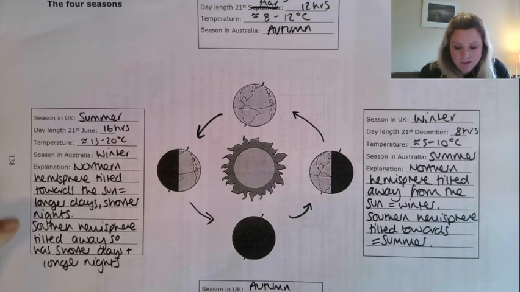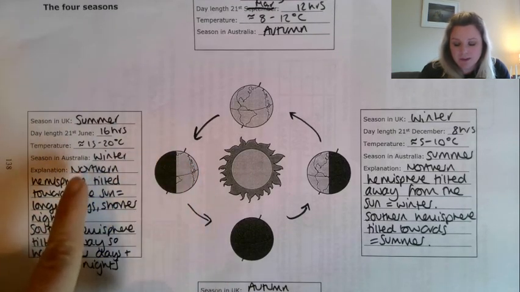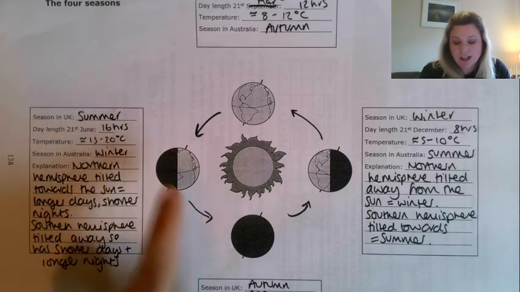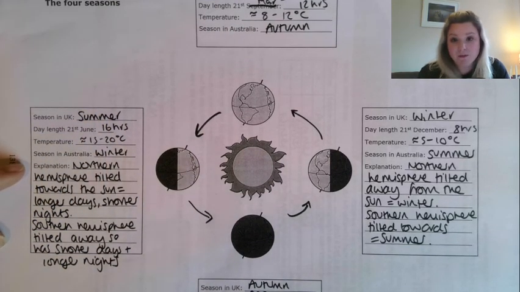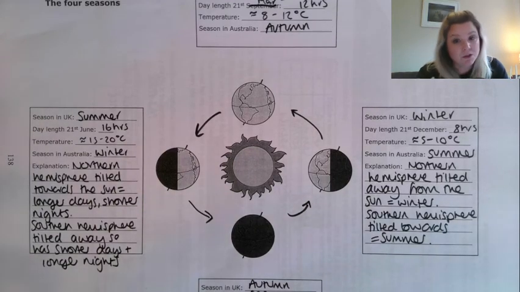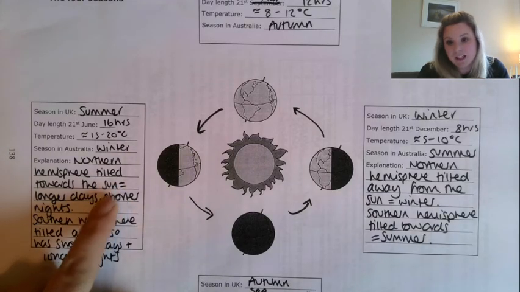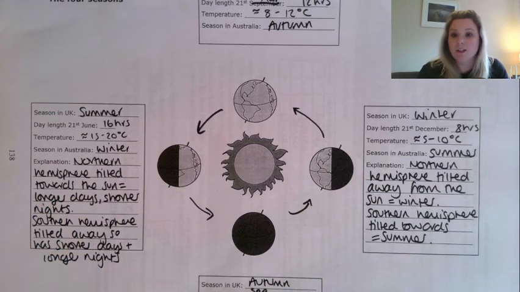Now, this one here, so whenever the northern hemisphere is tilted towards the sun, it's going to be our summer. And basically that's what I'm looking for in your explanation. So mine's not perfect. I tried to get as much in as I possibly could. So the northern hemisphere is tilted towards the sun, so that gives us longer days and shorter nights. And then the southern hemisphere is tilted away, so it's the opposite. It has shorter days and longer nights.